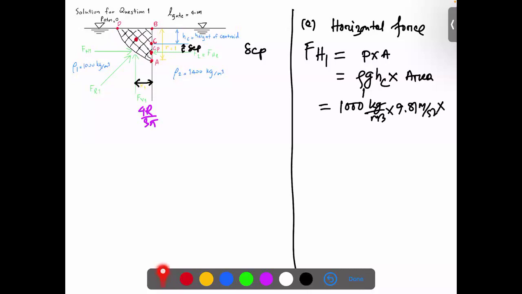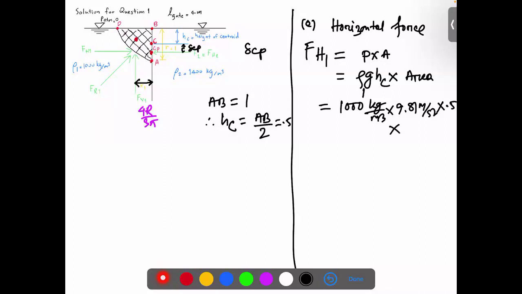This radius is given 1 meter. Okay, so we can say AB equals 1. So what should be the centroid location of the h_c? It is just AB over 2. That means it should be 0.5. So the h_c is 0.5.